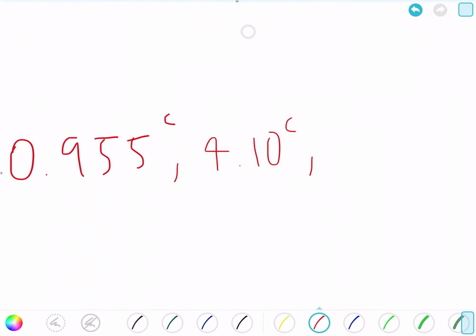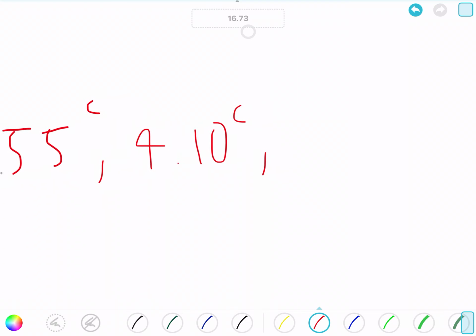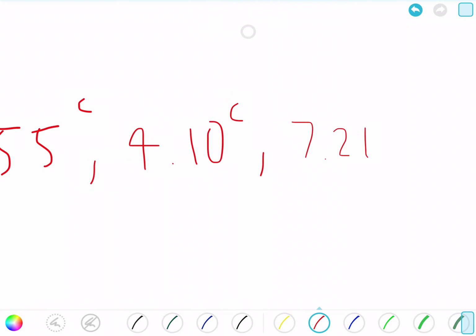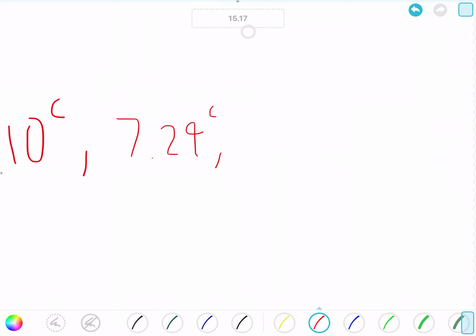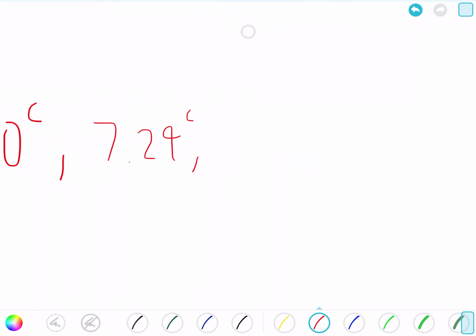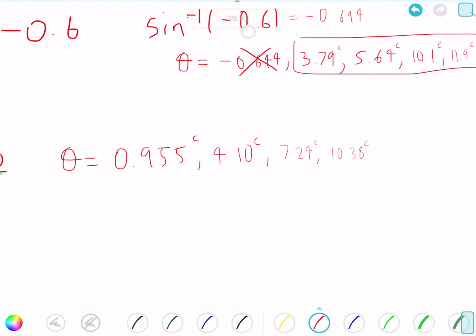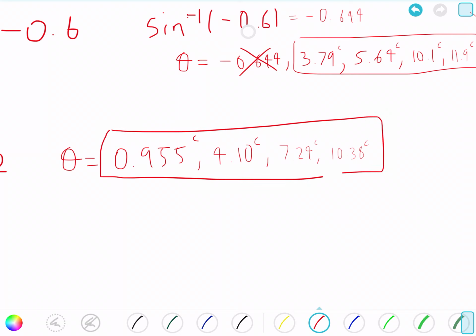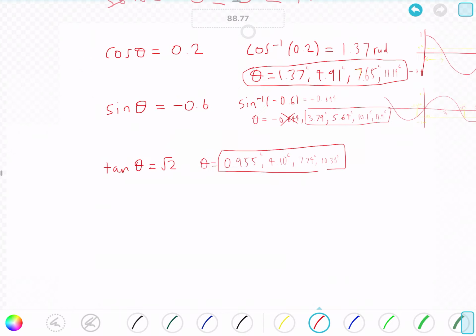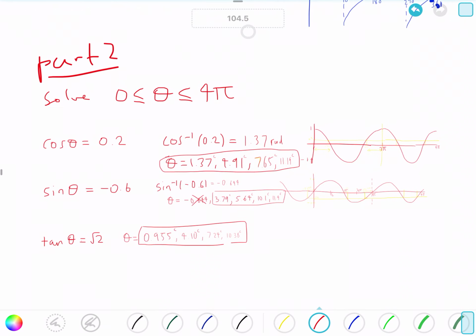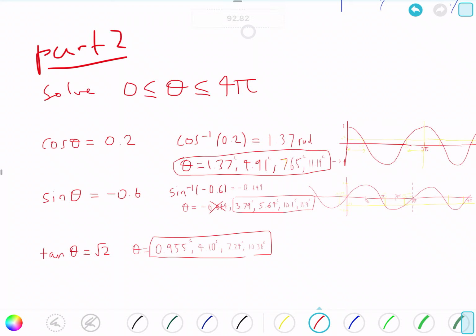Add another pi, 7.24. Add one more pi, 10.38. And that will give us all the 4 solutions for tan, hopefully. Just check that. Yeah, that's going to do it, all 4. So there you go, there's 3 examples for using radians.